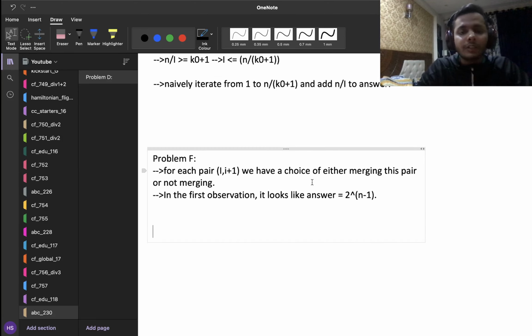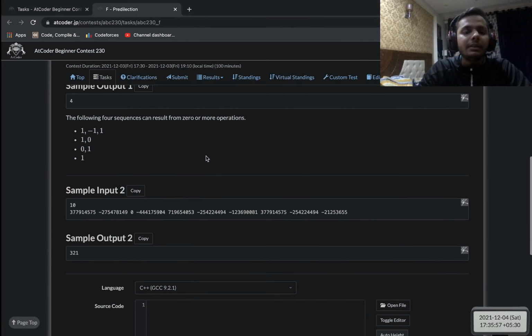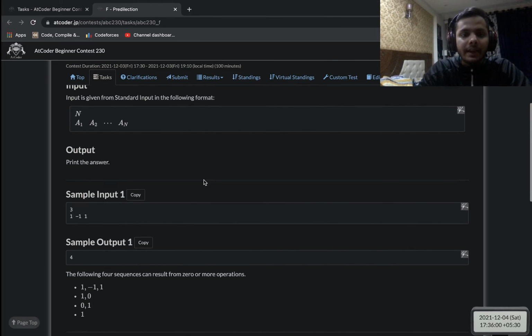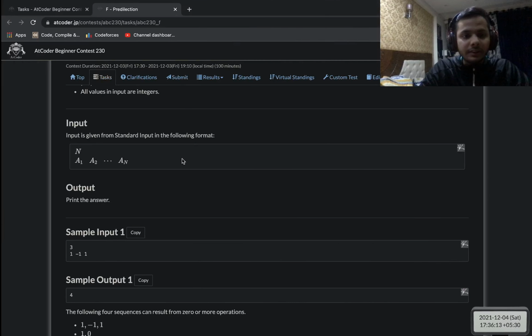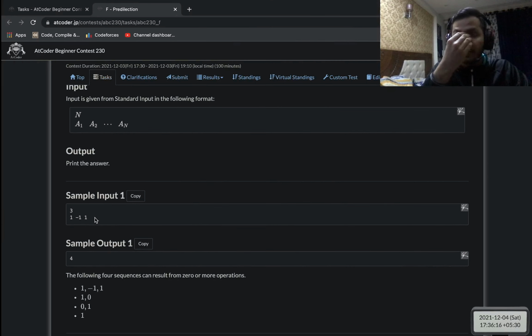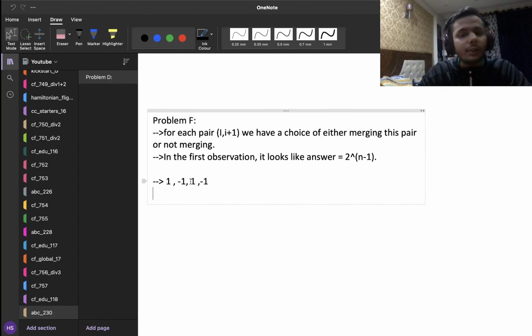So why is the answer not always 2 raised to the power n minus 1? Well, it's well and good for the first test case, but when you look at the second sample, this analogy fails. Let's see the reason for that. Let's look at an example, and that will make things very clear: the sequence 1, minus 1, 1, minus 1. In the first test case, we have just 1, minus 1 and 1, and the answer is perfectly fine, 2 raised to the power n minus 1, and nothing's wrong there. But if you try to find all the sequences that you can make from this, you will realize that the answer here is 7 and not 8, where 8 is 2 raised to the power 3, right?